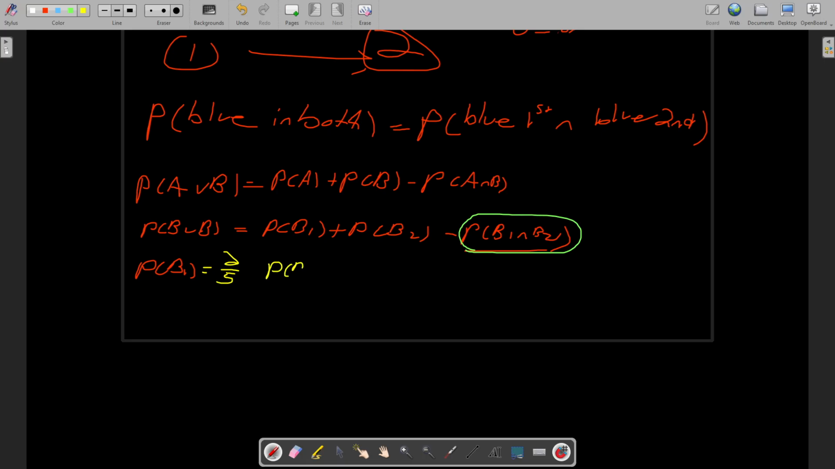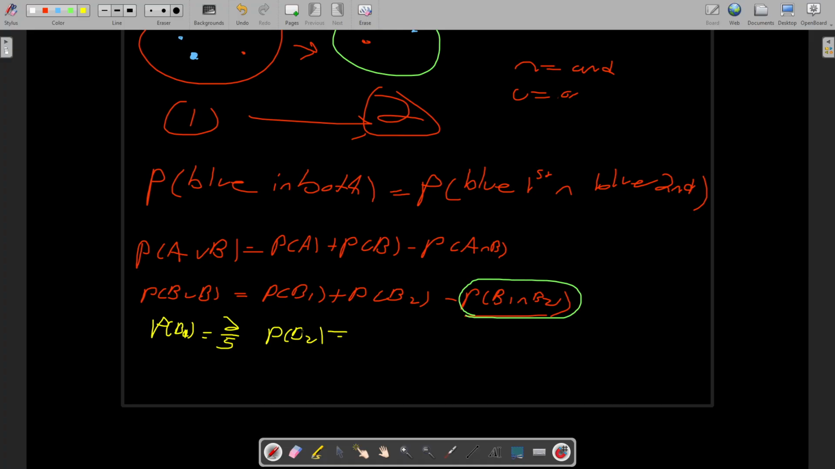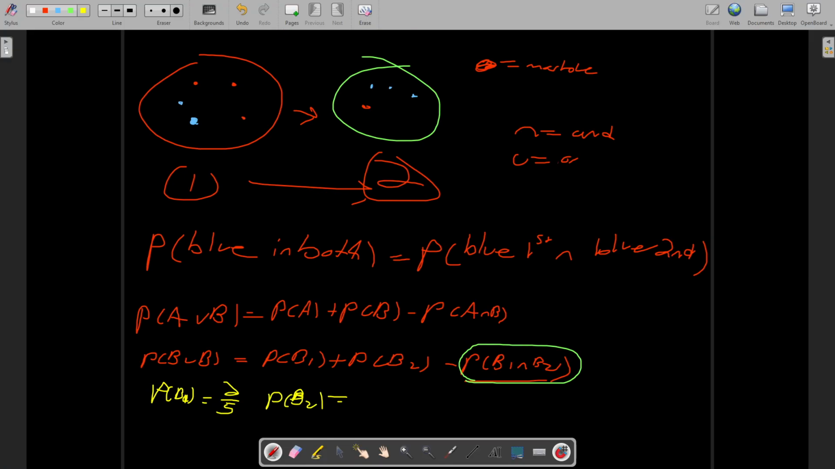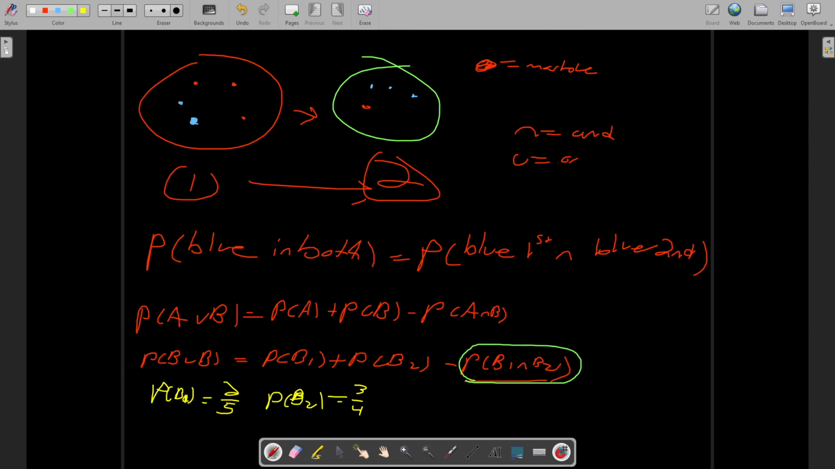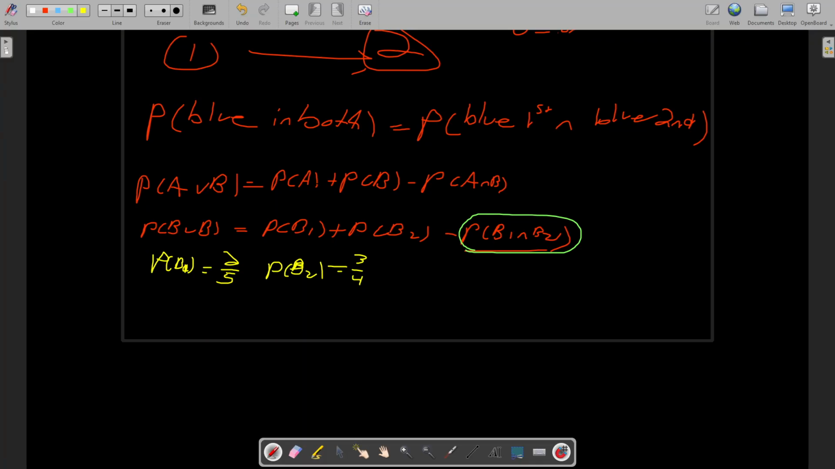And the probability of B2, let me just erase this, if you have OCD or something. So the probability of B2 is going to be, well, there's 3 blue and 1 red, so 3/4, right? You randomly draw, there's a 3/4 chance. Now, how do you find the probability of B1 or B2? Well, we're kind of going to have to think about this, right?